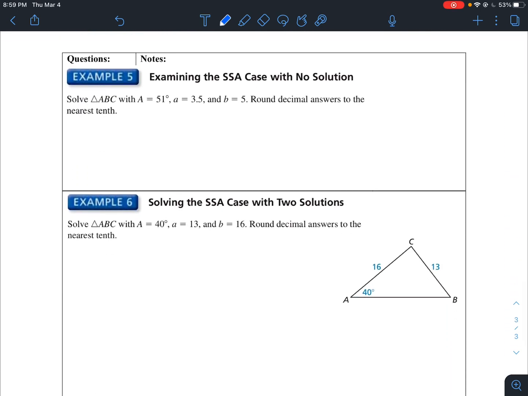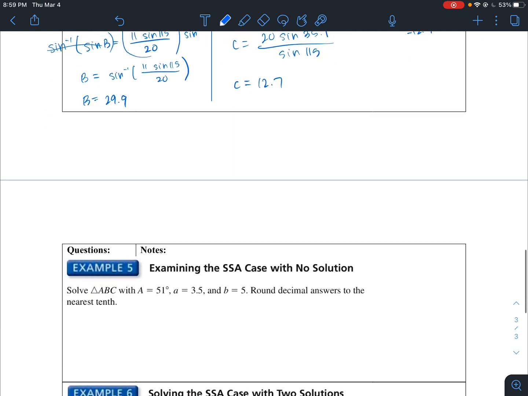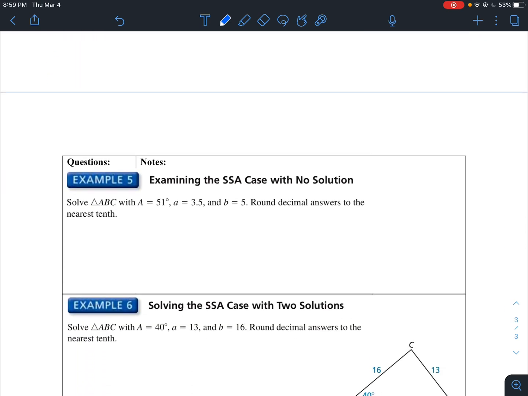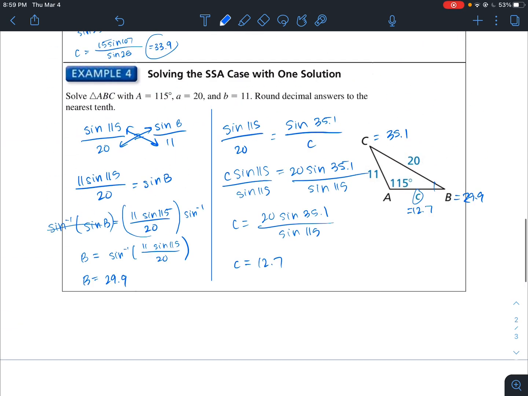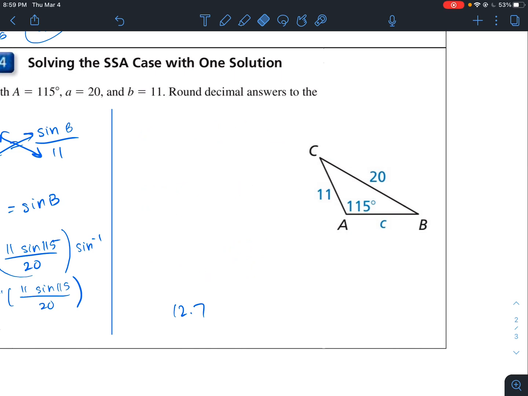Okay, now let's look at something that has no solutions. So this was an example of an obtuse triangle that you can only create one triangle with. Okay, so pretty much how this happens is, let's say we have an obtuse triangle. So like the one right here. I'm gonna just erase this. Hopefully you guys have that written down. If not, just pause the video and write it down.